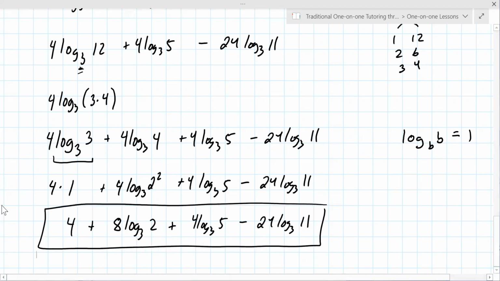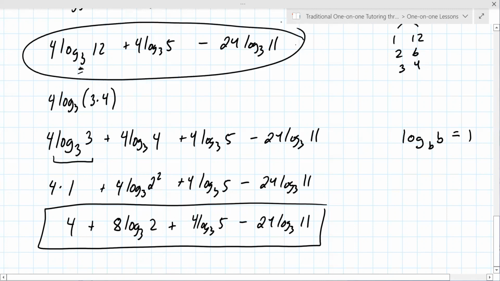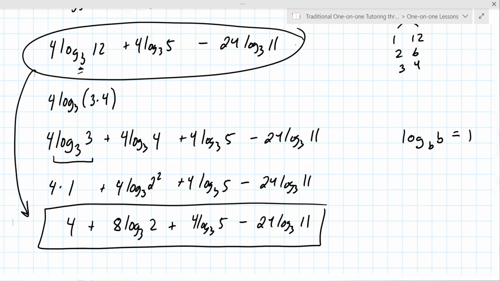I guess in the past you've had the answer key, so maybe you can look at it and see what the instructor wants. Really comes down to what they want. Yeah, he doesn't need it all the way simplified. His final answer was 4 log base 3 of 12 plus 4 log base 3 of 5 minus 24 log base 3 of 11. So all the way back here, right? Yeah, I would argue that you should go further, but you should give the instructor what they want in this situation.